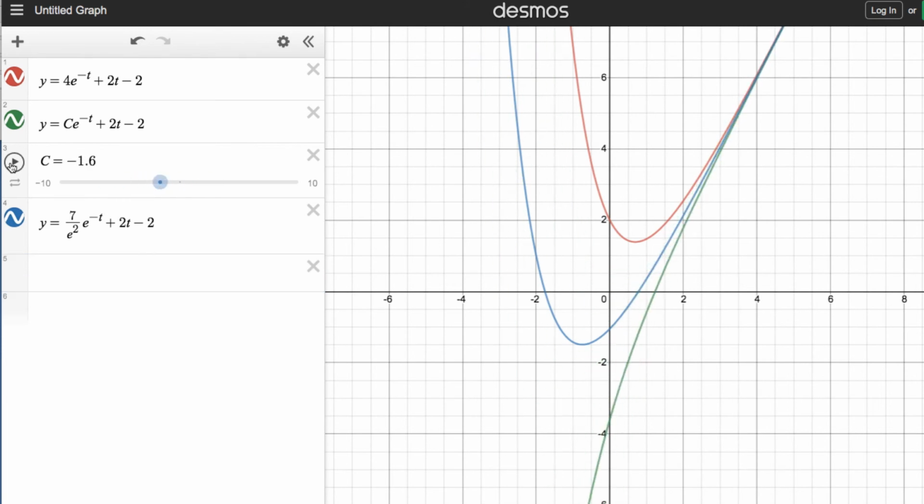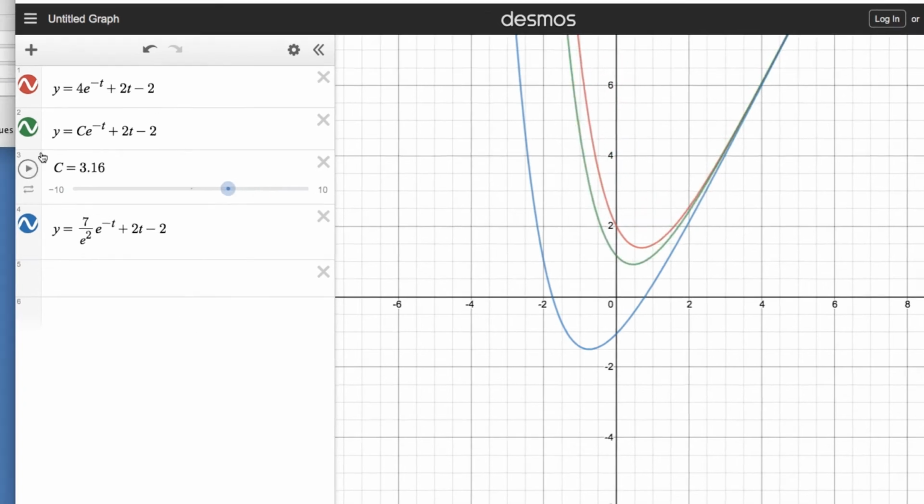And you can also just hit play and let this cycle itself forwards and backwards. And all of these green curves that you're seeing are curves that are going with the flow, if you will, when you put this over the direction field.